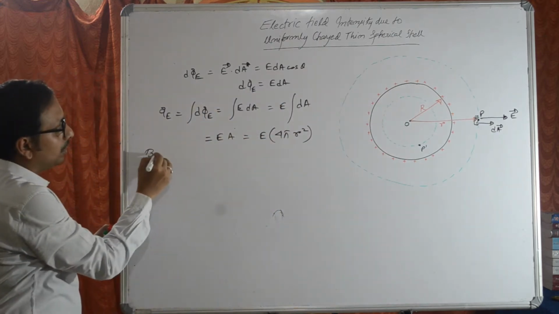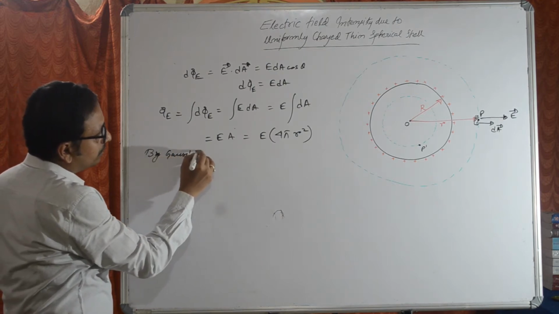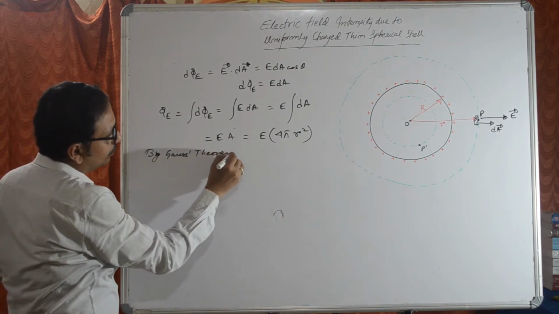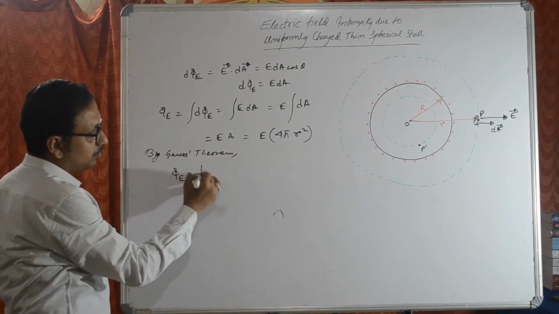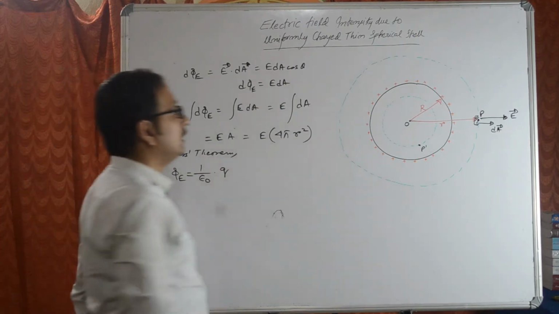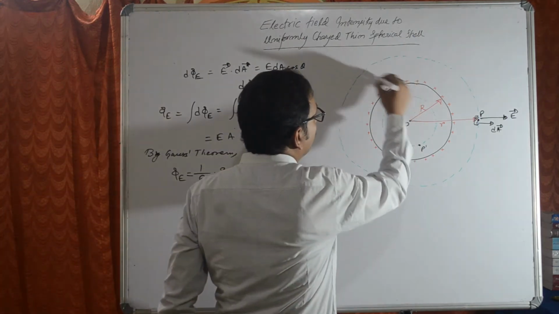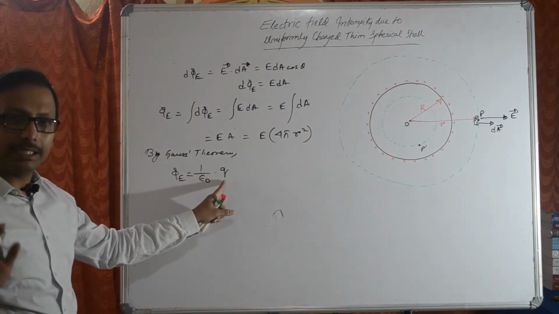Now by Gauss theorem, what do we know? By Gauss theorem we know that phi E, that is the total flux, is 1 by epsilon naught times the charge enclosed. Let us consider the charge enclosed within the Gaussian surface. I am not writing it over there; take it as Q.